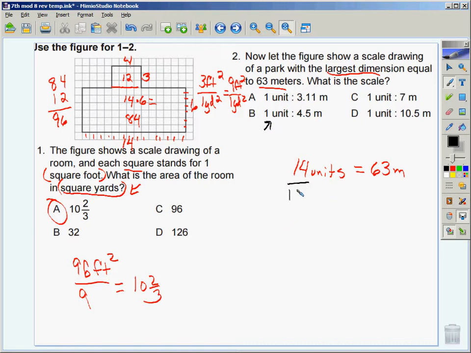So if I divide this by 14 to get 1 unit, I have to divide this also by 14 to find out how many meters it's going to be. When I take 63 and divide it by 14, it's going to give me 4.5, which is why B is the correct answer for number 2. Are there questions on 1 and 2 and how I did the conversions?